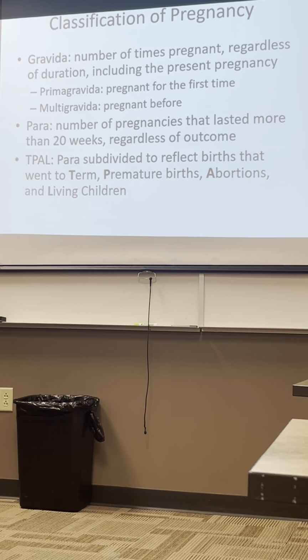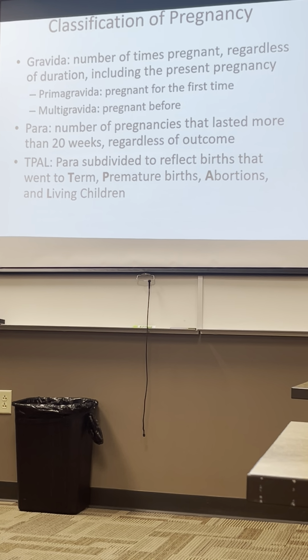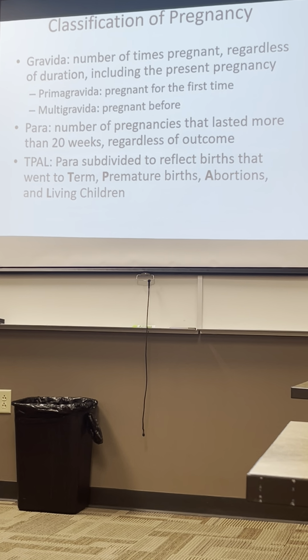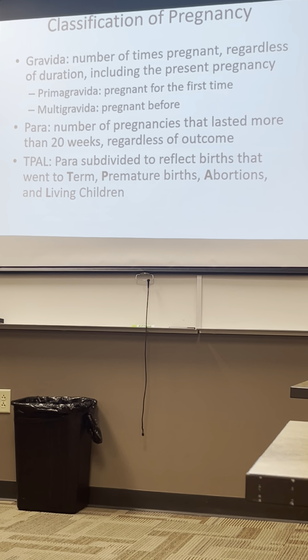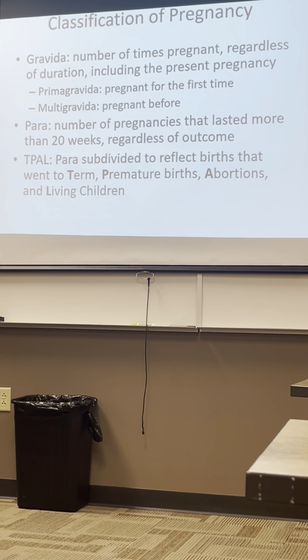Classification of pregnancy. So gravida, number of times pregnant, regardless of the duration, and includes a present pregnancy. Primigravida, pregnant for the first time. Multigravida, pregnant before. And then para is a number of pregnancies that lasted more than 20 weeks, regardless of outcome. So the GTPAL, everybody's least favorite.